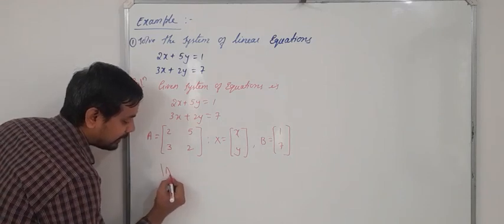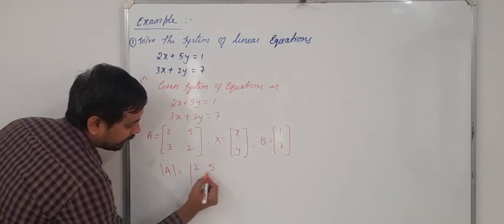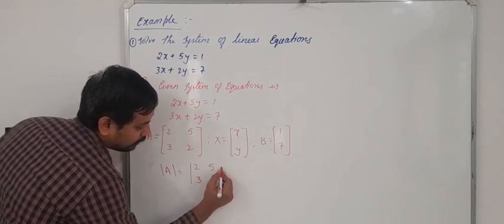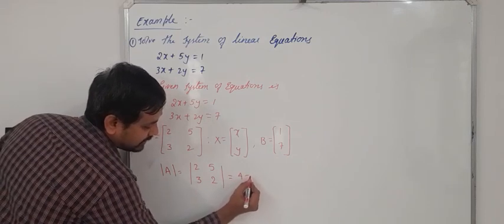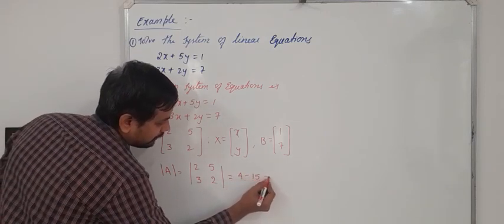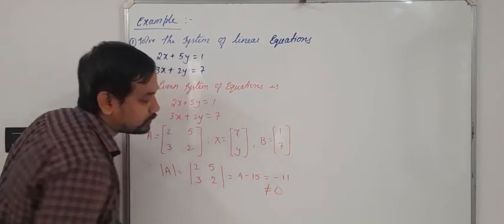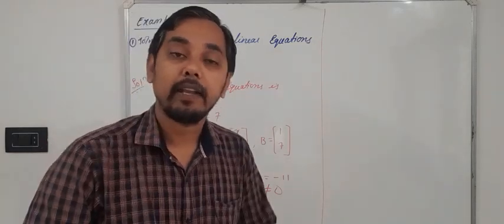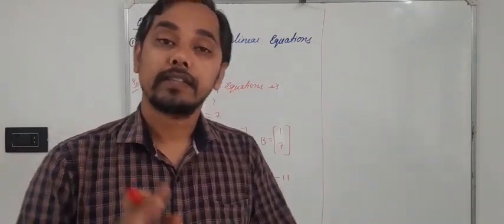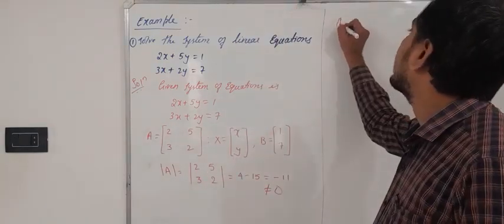Calculate determinant A. So determinant A is 2, 5, 3, 2. So this is nothing but 2 into 2 is 4, minus 3 into 5 is 15, that is minus 11, and this is not equal to 0. Right? So the given determinant value is not equal to 0, so it is a non-singular matrix, so it will come in case 1. Right?